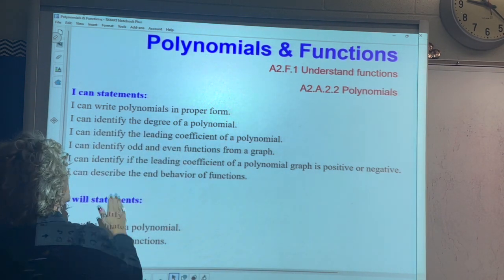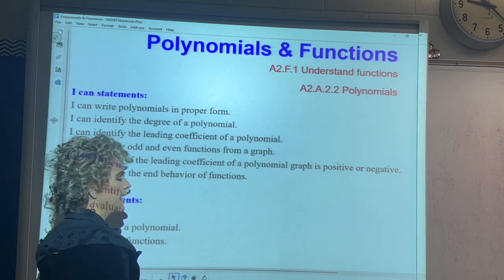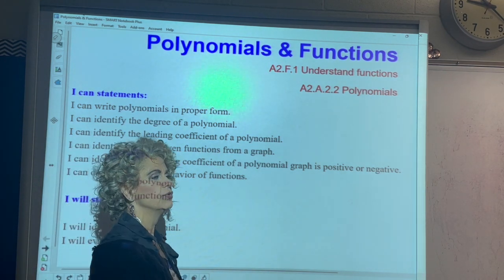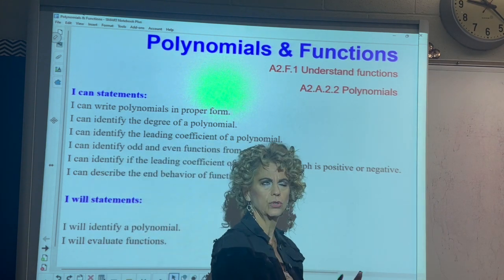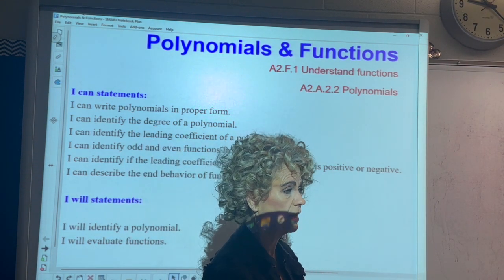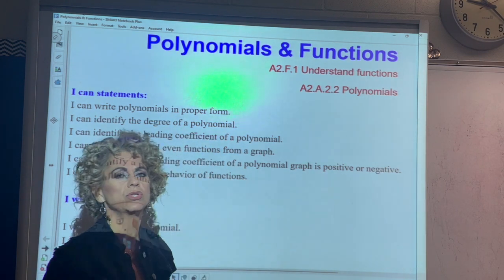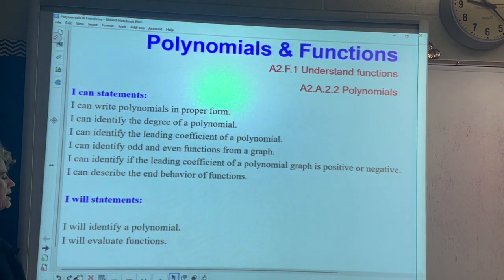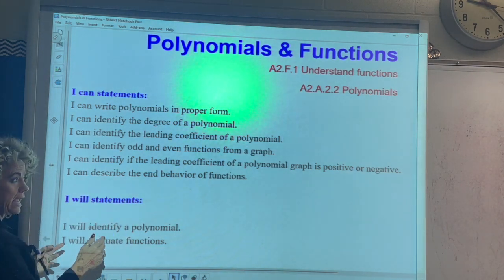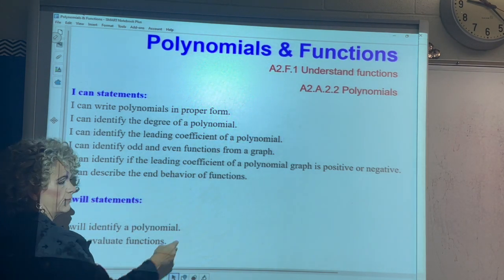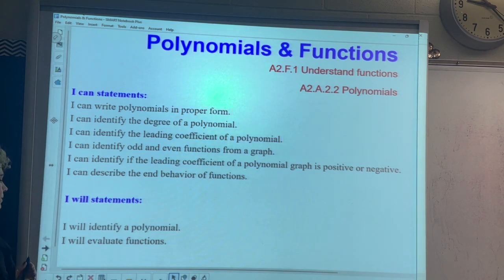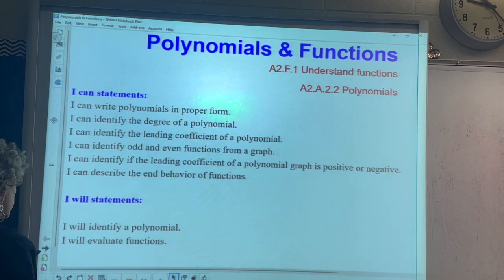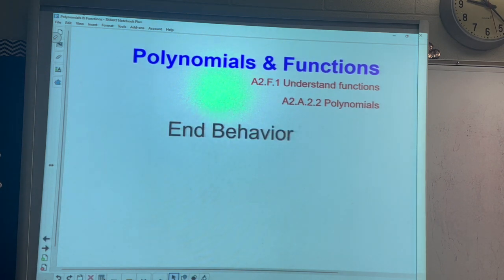Describing the end behaviors, we describe that using arrow notation. You'll say the function goes to either infinity or negative infinity as x goes to infinity or negative infinity. Our I will statements: we will still continue to identify a polynomial. Today specifically, we are evaluating functions.